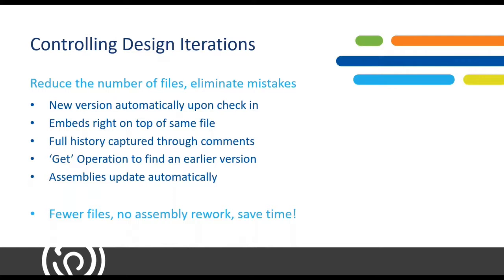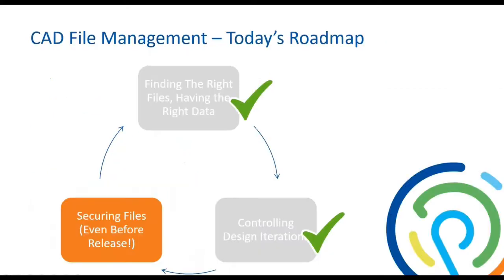So honestly, you have fewer files because you're not doing the rename and save to Rev B. There's no assembly rework because everything is intact. You can always go back to an earlier version. So a lot of neat features there.